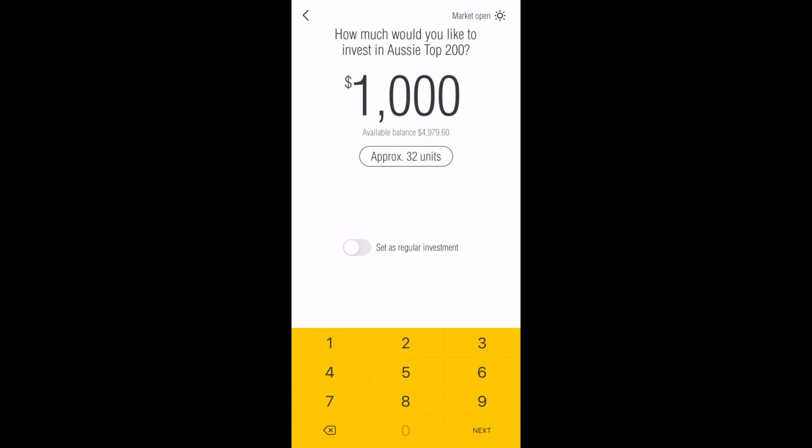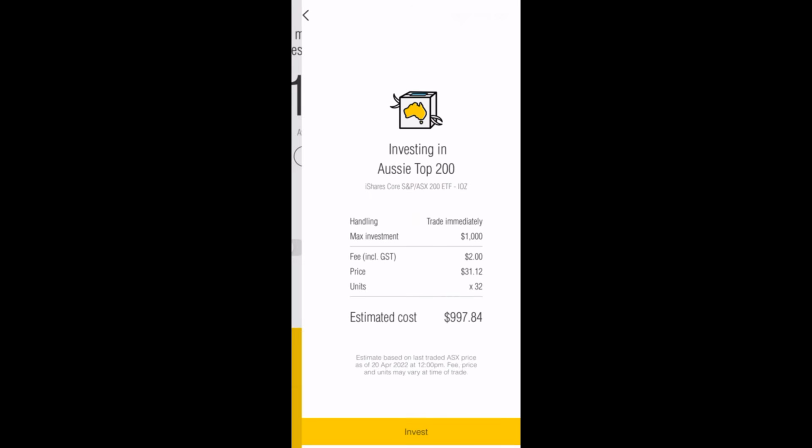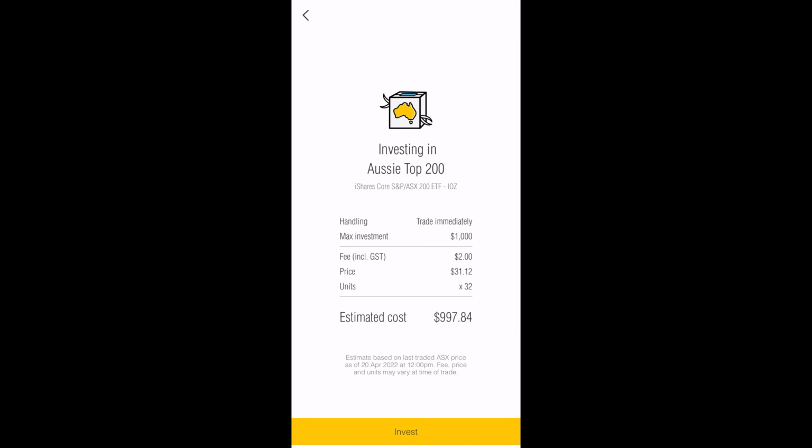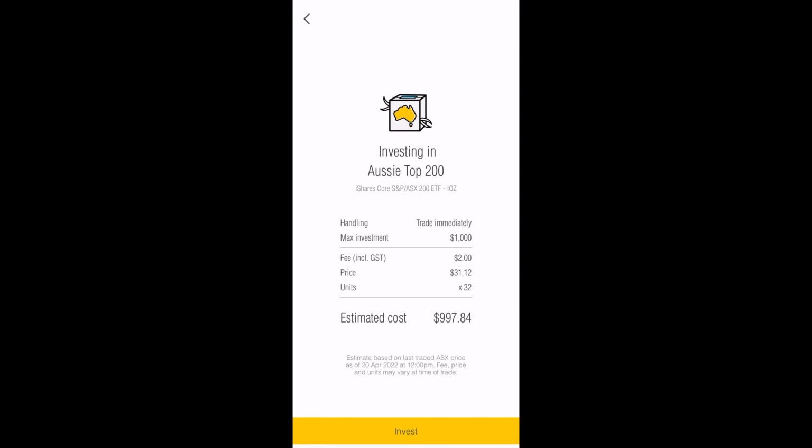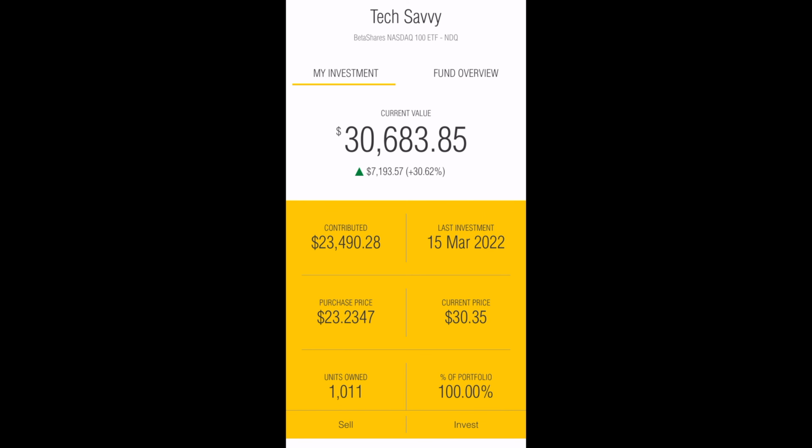Say you want to buy $1,000 worth, you just enter $1,000, then click next and it will bring you to this screen. Now, since you have to buy a full unit of the shares, it will round off to the nearest unit. In this case, you will get 32 units of IOZ and it will cost you $997.84, including the $2 brokerage fees. If you're happy with that, then click invest and the order should go through instantly, and congratulations, you just bought some IOZ shares. Now to sell, you will have to bring up the ETF you want to sell.